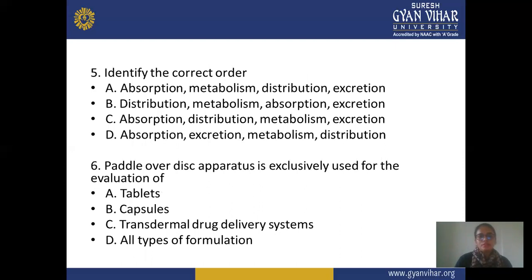The fifth question: identify the correct order. A option is absorption, followed by metabolism, then distribution and excretion. B option is distribution, metabolism, absorption, and excretion. C option is absorption, followed by distribution, then metabolism, then excretion. And D option is absorption, excretion, metabolism, and distribution. In the sixth question, the paddle over disc apparatus is extensively used for evaluation of: A option tablet, B option capsule, C option transdermal drug delivery system, and D option all types of formulation. These are questions regarding the specific evaluation of the dissolution test.